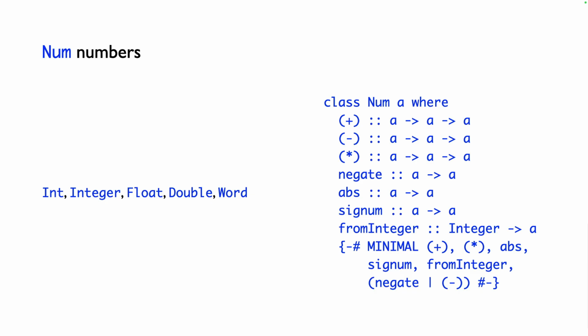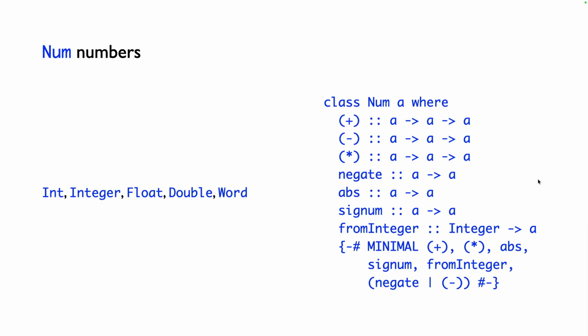Now let's move on to the numeric classes. There is a class Num that contains Ints of fixed and arbitrary size, floating point numbers, double size floats, and Words, which are words made of bits. And on these we can do plus, minus, multiplication. We can turn a value to its negation. We can take its absolute value, that is, lose the minus sign if there is one. And signum gives us 1 if the number is positive, 0 if it's 0, and -1 if it's negative.